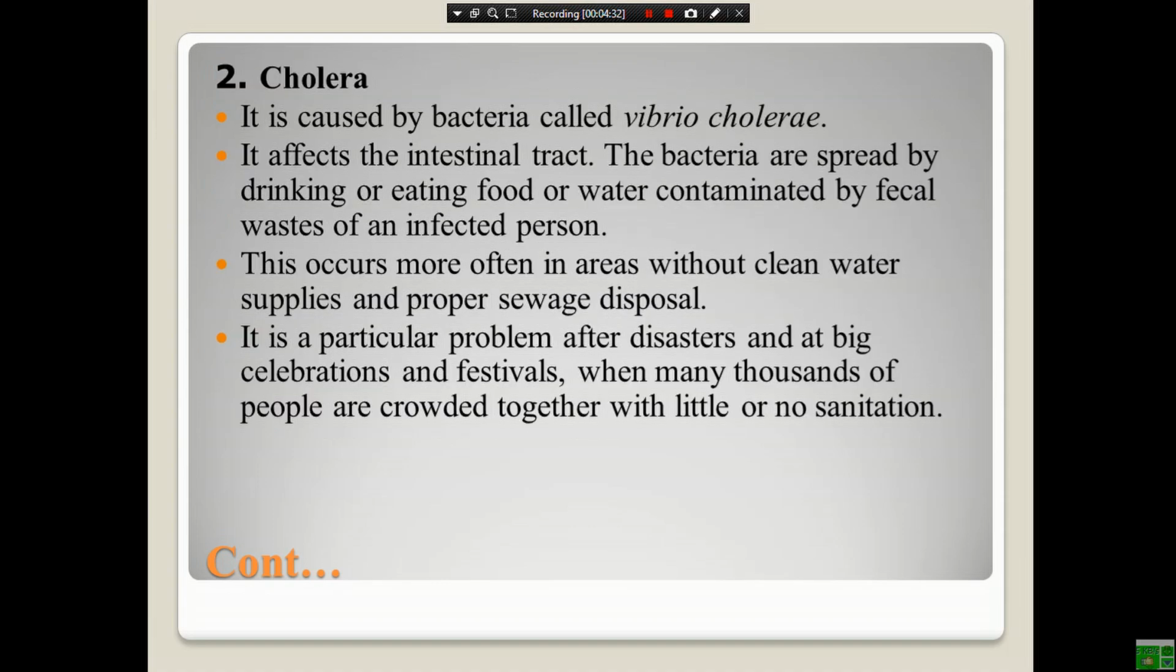The second type of bacterial disease, which is listed in your textbook, is cholera. Cholera is caused by a causative agent, Vibrio cholerae. It affects the intestinal tract. The bacteria are spread by drinking or eating food or water contaminated by the fecal waste of an infected person. This occurs more often in areas without clean water supplies and proper sewage disposal. It is a particular problem after disasters and at big celebrations and festivals, when many thousands of people are crowded together with little or no sanitation.